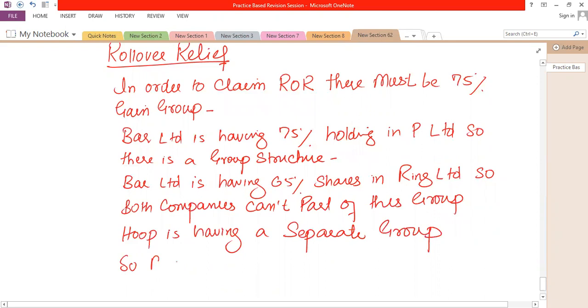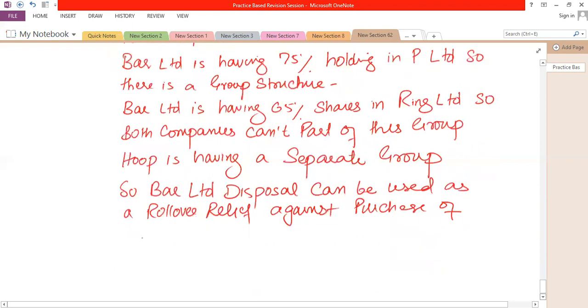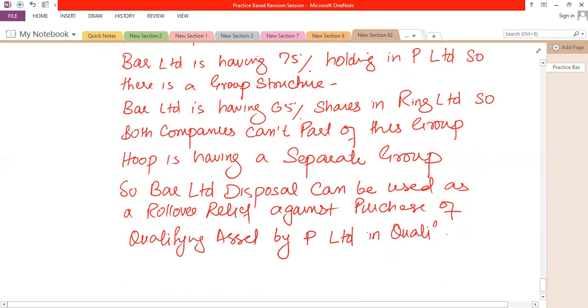So Bar Limited's disposal can be used as a rollover relief against purchase of a qualifying asset by P Limited in the qualifying period. This is the explanation, okay?